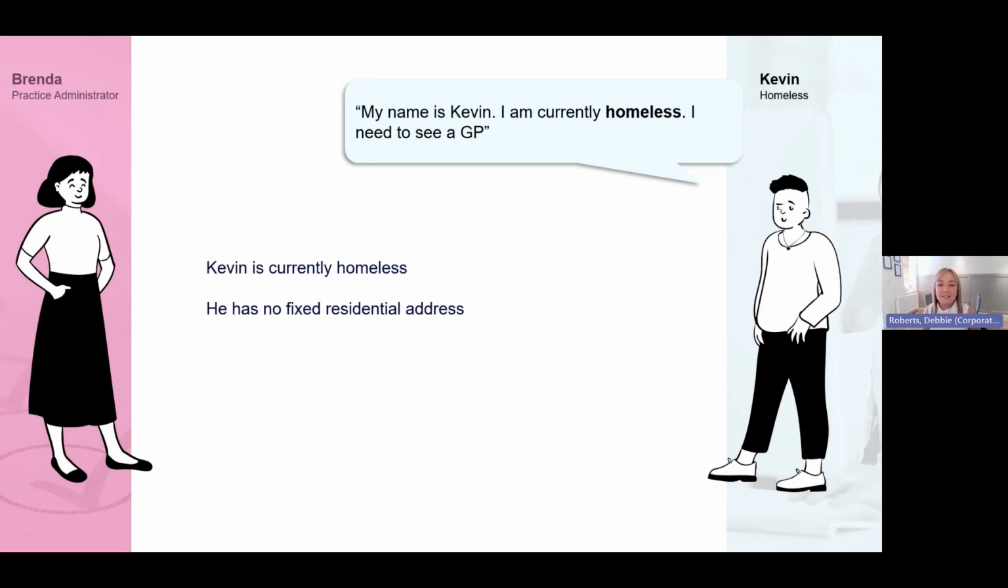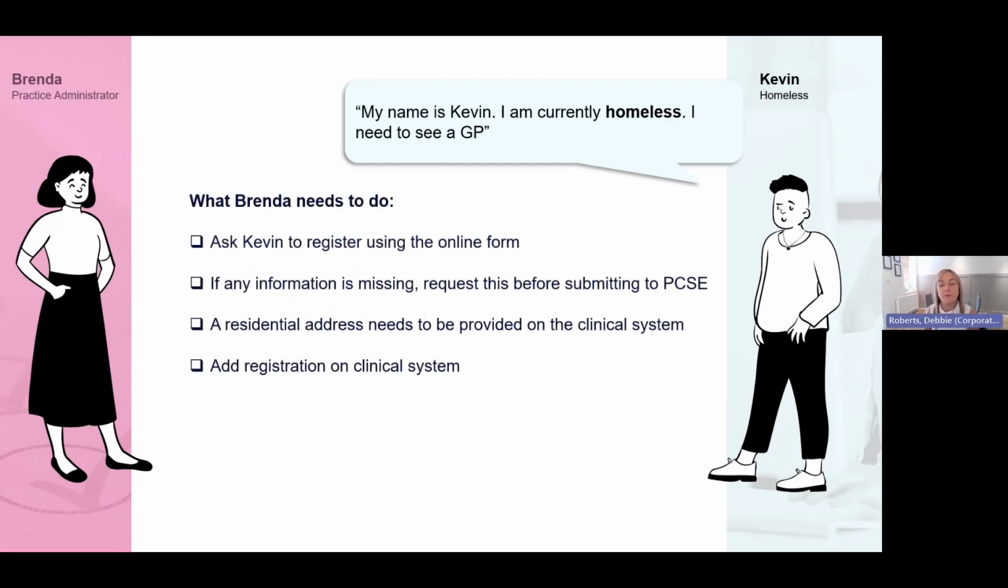Okay, last but not least, we've got Kevin. So unfortunately, Kevin is homeless. However, he's become unwell and he needs to see a GP. So as Kevin's homeless, that means he has no fixed residential address. So what does Brenda need to do in this situation? Again, same as all the other registrations, Brenda needs Kevin to register using the online form. Now, if Kevin has no online access with being homeless, then the PRF1 form can be used if needed. However, this form isn't available from PCSE and you will need to download that from the NHS website.